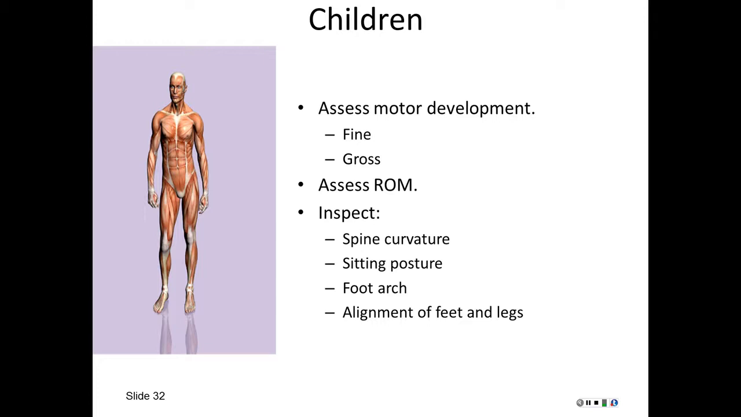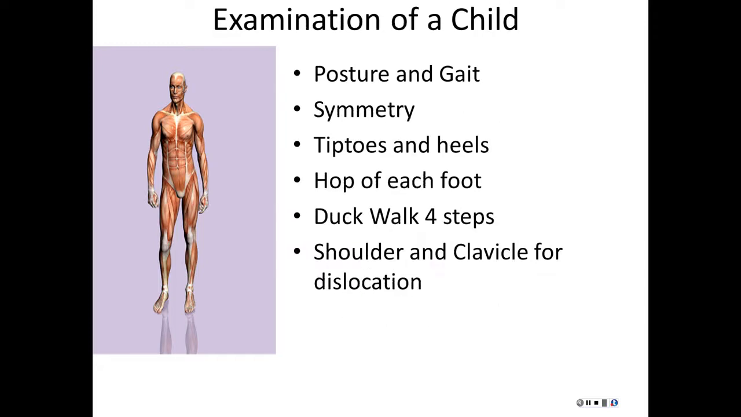Okay, on children, you need to assess the motor development, fine and gross, assess the range of motions, and curvature of the spine. What is their normal sitting posture? Do they sit crisscross legs? Are they able to sit with their legs straight out? Do they have a foot arch? Is there an alignment of the feet and legs? And on an older child that's able to walk, you look at the posture and gait, symmetries and tiptoes. Can they walk on their toes and their heels, or do they actually tend to walk on their tiptoes or heels?